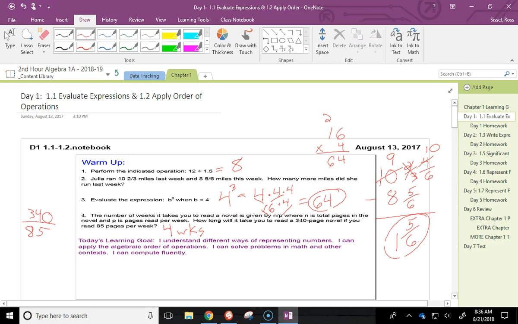Someone reading the learning goal. All right, Kate, will you read it out loud?